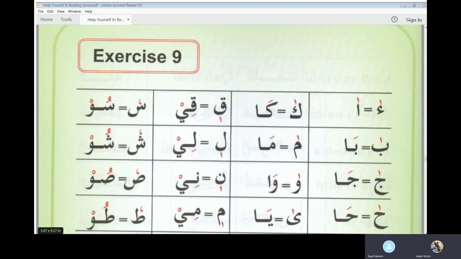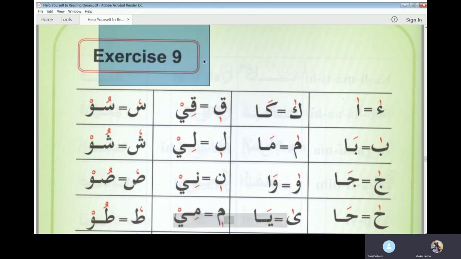If it's easier for you. Yes, it is easy for me, but it's okay. We can take class at different time. Bismillah ar-Rahman ar-Rahim. Today we'll start from page number 42. Exercise 9. So start reading this.